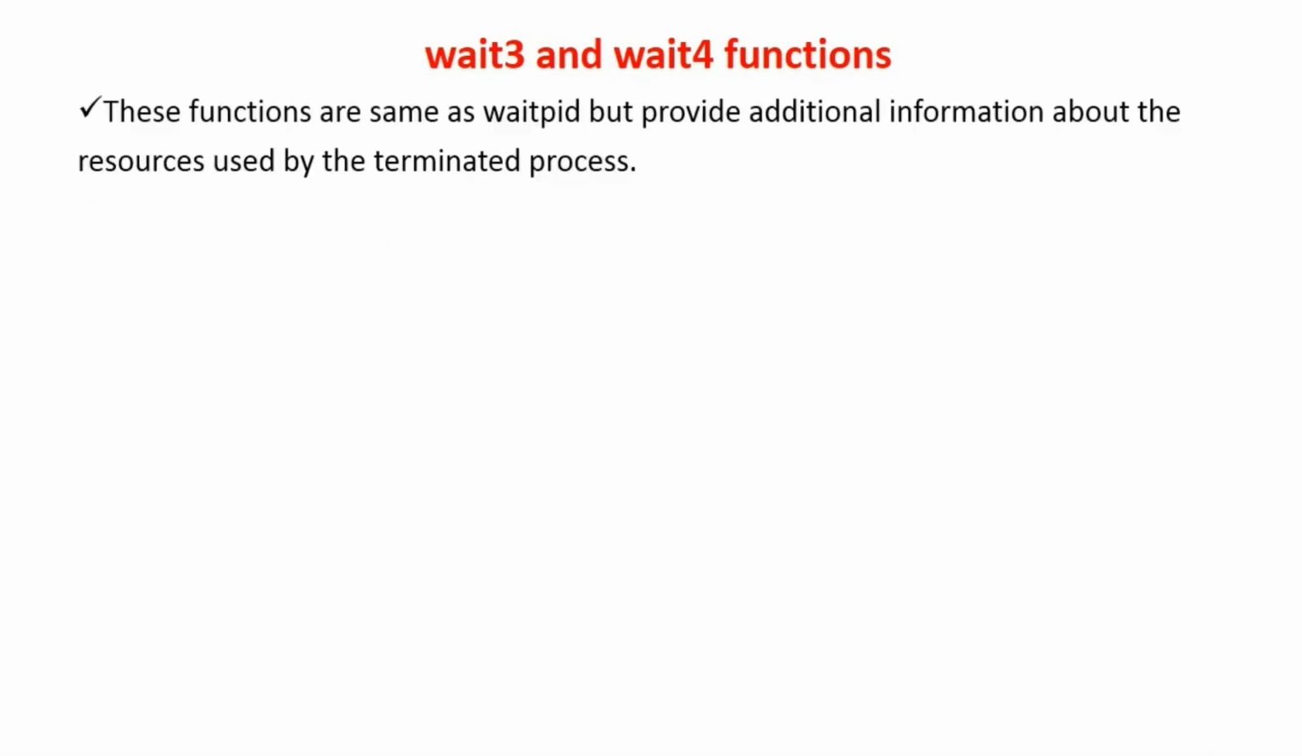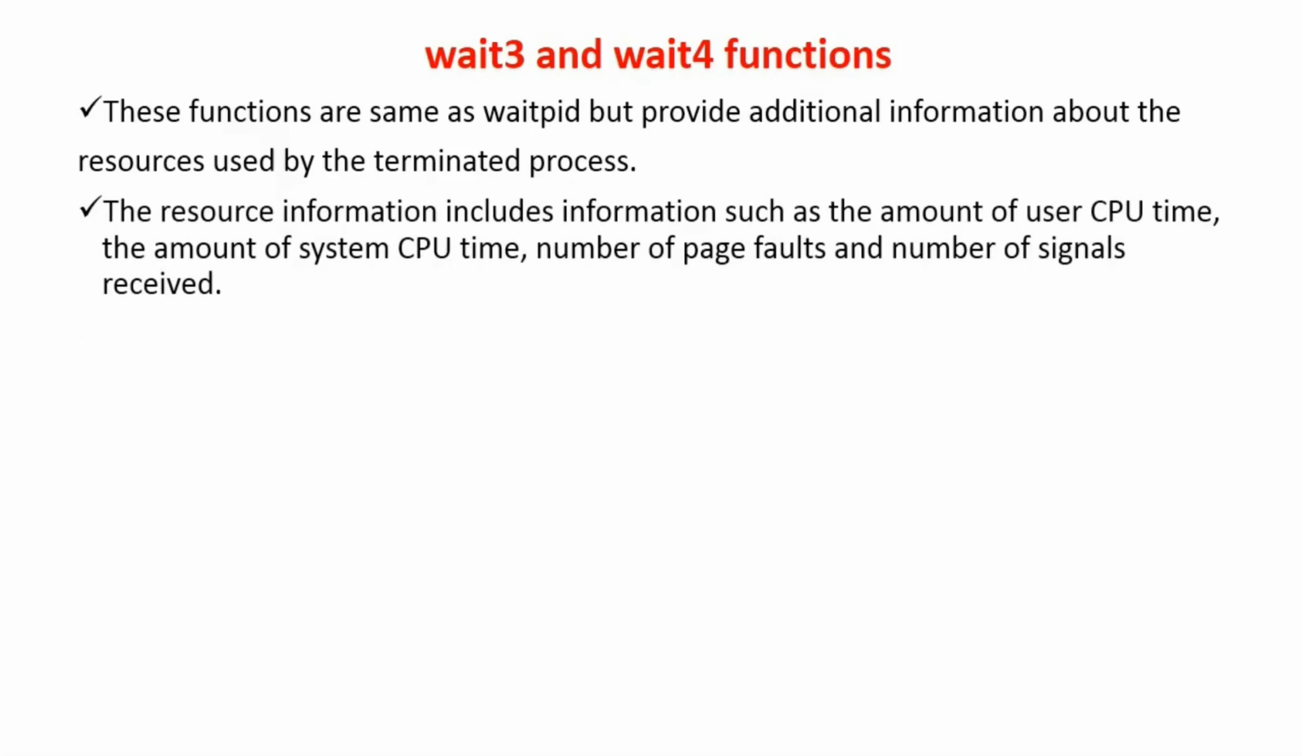Next are the wait3 and wait4 functions. These functions are the same as waitpid but provide additional information about the resources used by the terminated process. So these two are the same as wait and waitpid, but they give additional information about the terminated process, like the amount of user CPU time, the amount of system CPU time, the number of page faults, and the number of signals received.